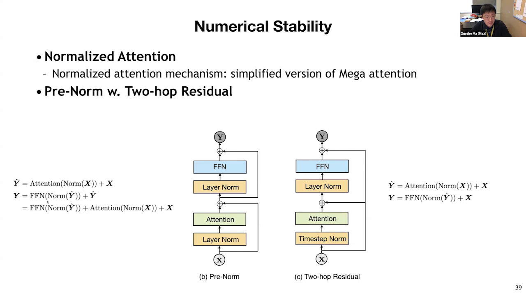If we unroll this formulation, we see that the final output of the pre-normalization block is the output of the FFN layer, the output of the attention layer, and also the original input X. So it is the sum of three components. But in practice, we found the attention output's gradient is unstable because it is the sum over the whole value matrix. So we found this term's gradient is unstable during training.